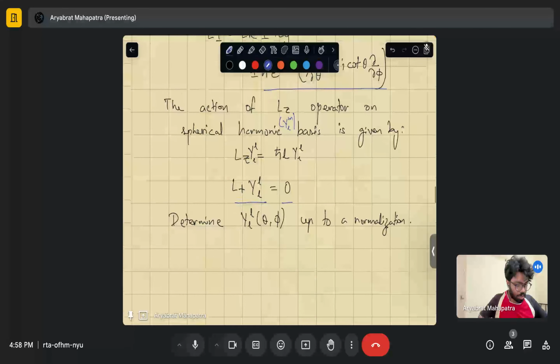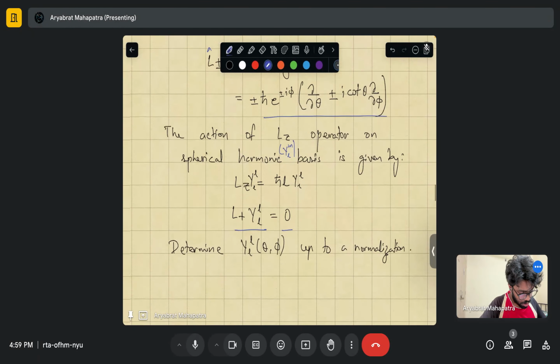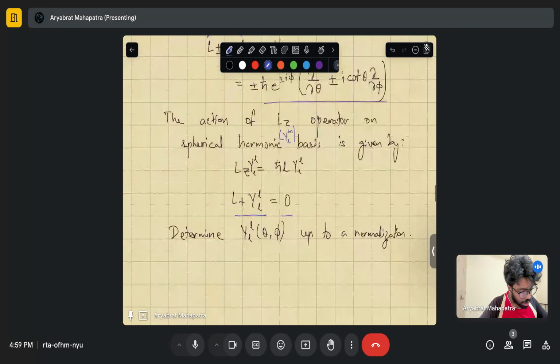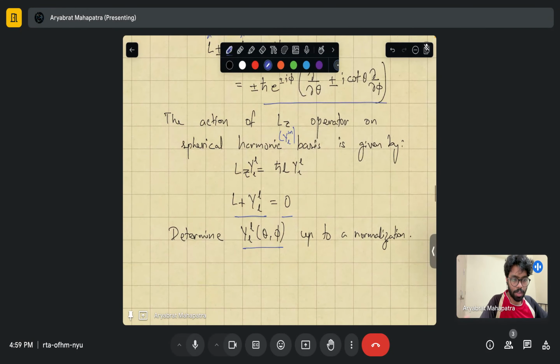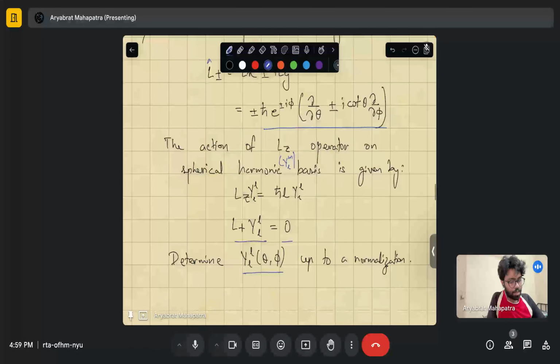So then you have to determine this YLL theta phi. Like the spherical harmonic which I was showing with the general form, but now we have to specifically show how we can calculate the spherical harmonics for this YLL theta phi, given the L plus, L minus form and the action of LZ on this YLL state, and the action of L plus on YLL is 0.